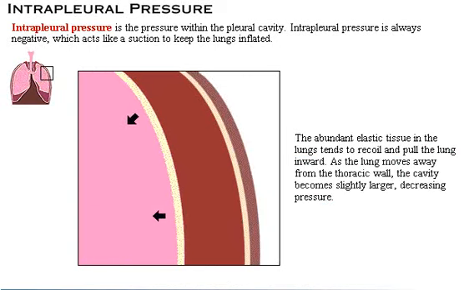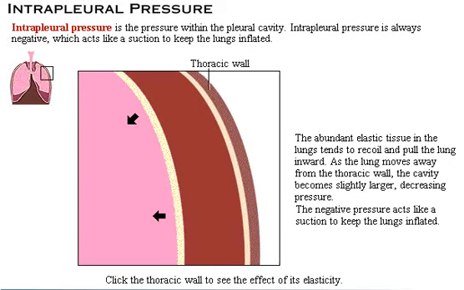The abundant elastic tissue in the lungs tends to recoil and pull the lung inward. As the lung moves away from the thoracic wall, the cavity becomes slightly larger. The negative pressure this creates acts like a suction to keep the lungs inflated.